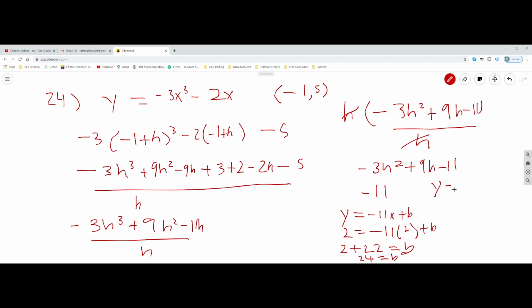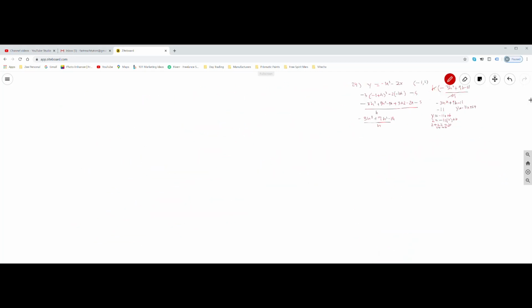Y equals negative 11x plus 24. And that's that one.